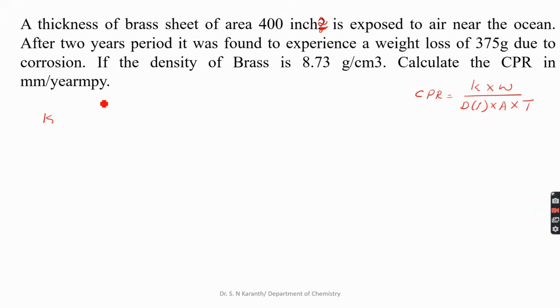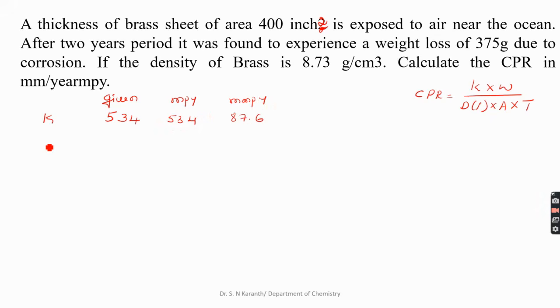See the K value, if we are expressing in terms of Mpy, then the K value becomes equal to 534. In terms of Mpy it is 534, whereas for Mmpy it is 87.6.